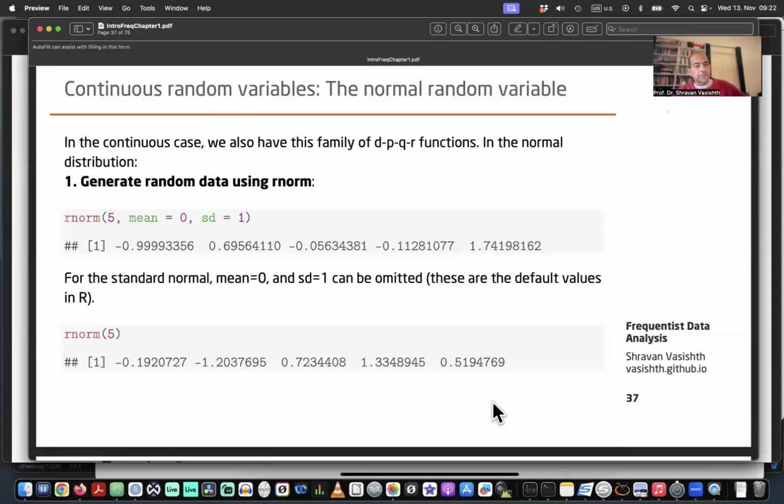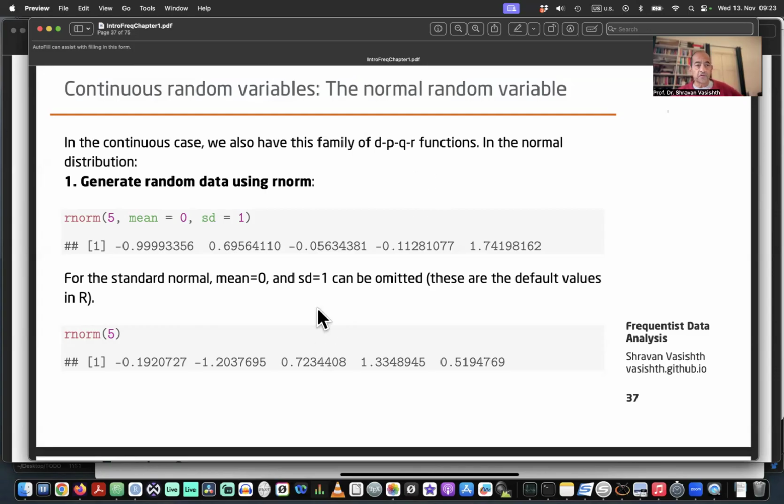Okay, so I was at the point where I had introduced the discrete and continuous random variables, and an example of a continuous random variable that I had chosen is the normal random variable. And what I showed you with respect to the discrete and continuous cases is that there is a DPQR family of functions that allows you to ask and answer a lot of important questions about the particular distribution that you're thinking about, right?